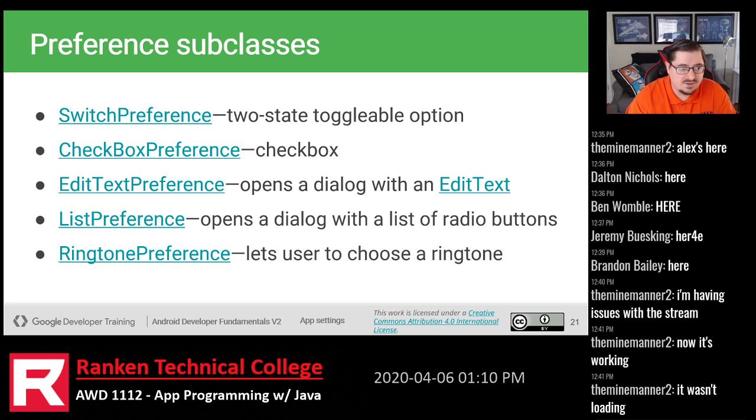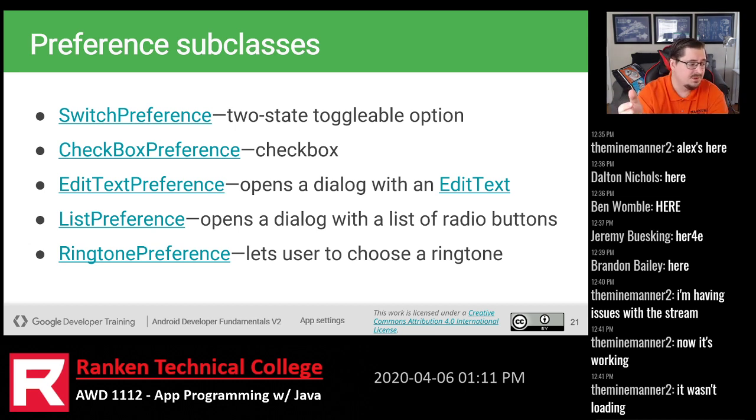So there are a few different kinds of settings that you can use. You can use the switch preference, which is that toggle on off. You can also use a checkbox preference, which basically works in the same way, but it shows up as a checkbox rather than a switch. But it's still a true false value. We can have the edit text preference, which pops up that dialog with the edit text. You can have list preference. If you say, well, I only want the user to pick from A, B, or C, that's what we're going to use with this radio button.